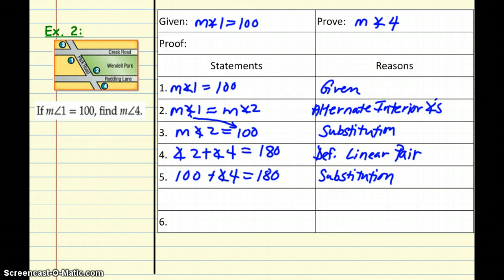And then just like the last one, we want to get that angle 4 to be by itself. So I'm going to subtract 100. And I get angle 4 is equal to 80. And that is the subtraction property of equality.